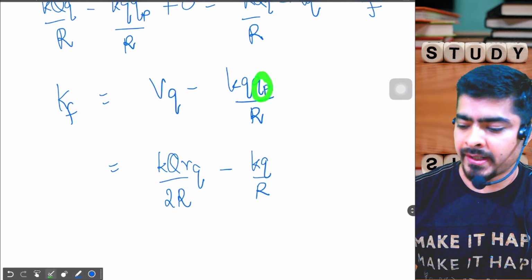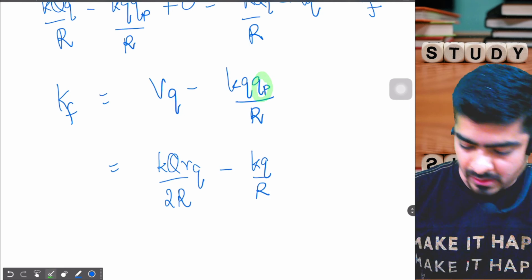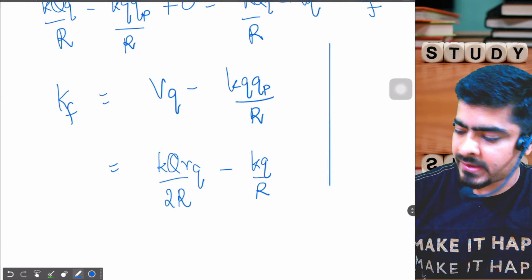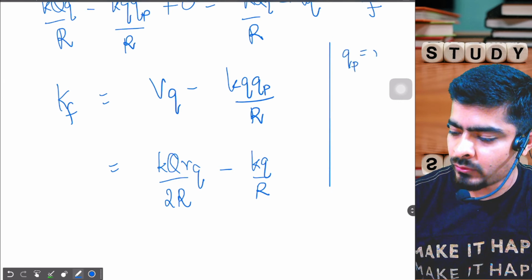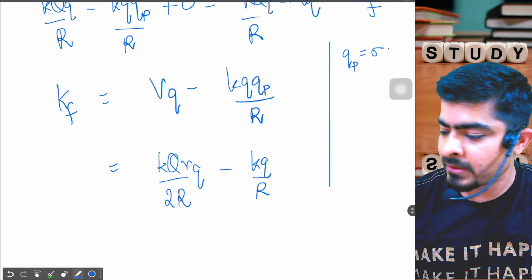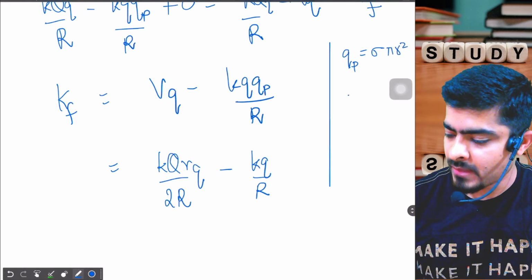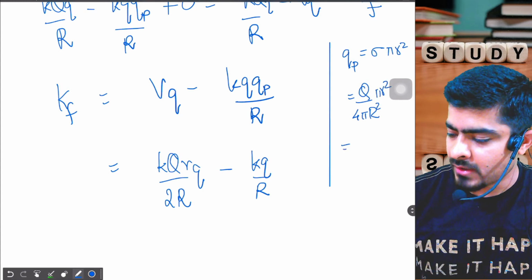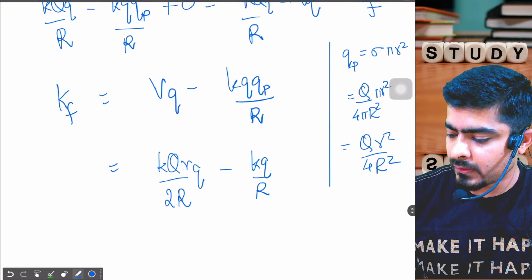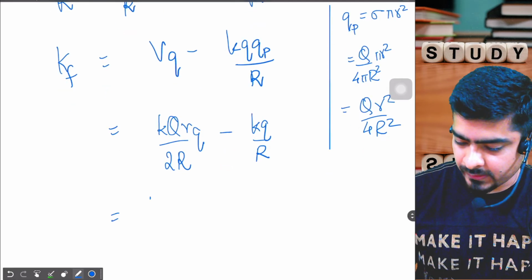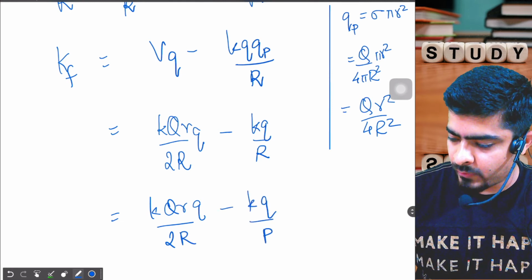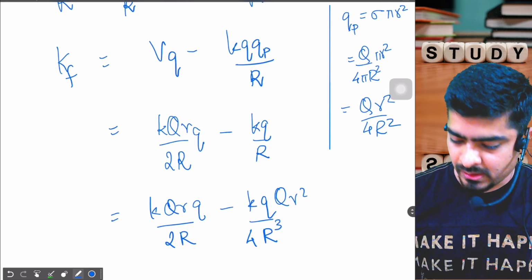Now charge on the plate Qp will be how much? Let's write over here separately. Qp is equal to sigma, the charge per unit area, multiplied by the area of the plate, pi r square. So this is equal to Q by 4 pi capital R square multiplied by pi small r square. So this is equal to Q r square by 4 R square. So I get over here kQrq by 2R minus kQq by R times Q r square by 4 R square. This is what I will get. So just simplify this now.